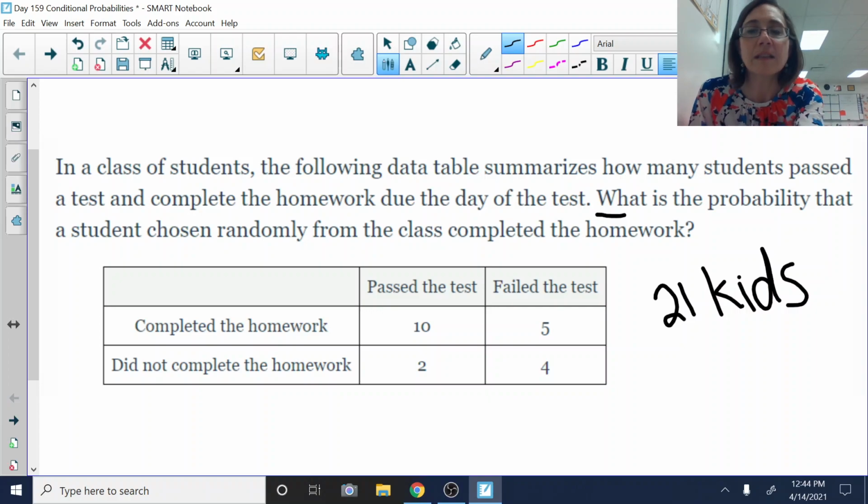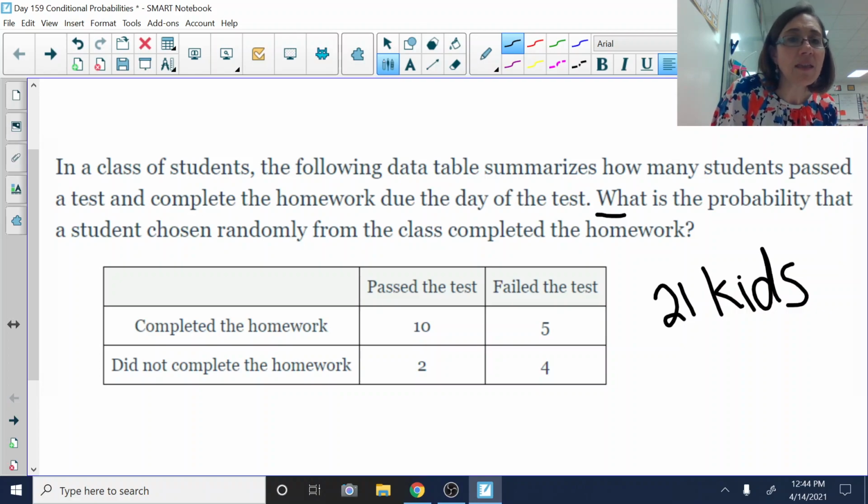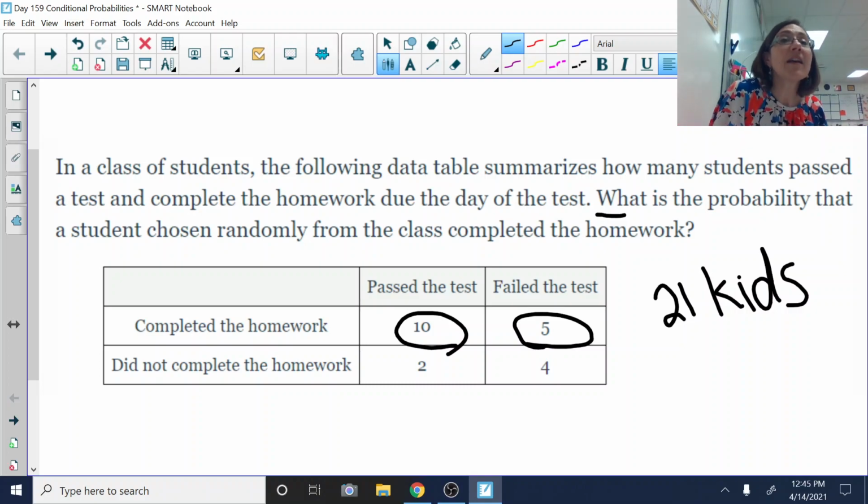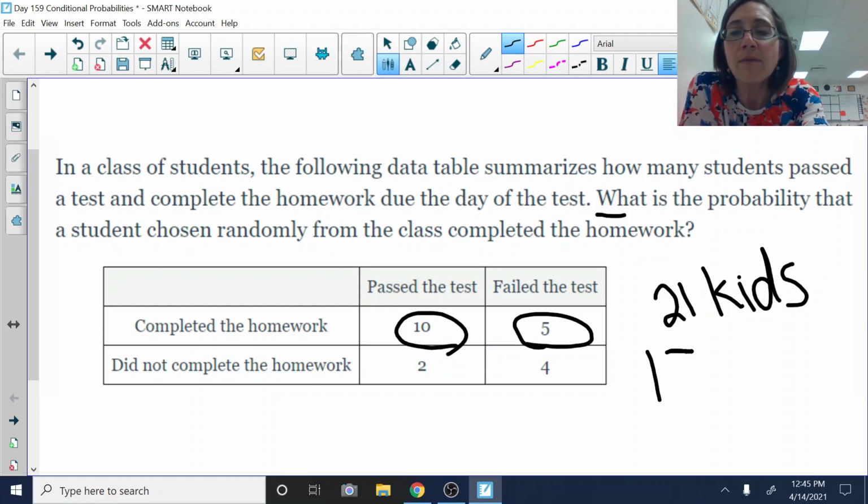Now let's go back to this sentence and read the question that we're asked. What is the probability that a student chosen randomly from the class completed the homework? Well, if you asked, did you complete the homework, how many would say yes, I did the homework? That would be these 10 kids and also these 5 kids. All of those kids completed the homework. So how many kids completed the homework? That's 15 of them. So 15 out of the 21 kids completed the homework.